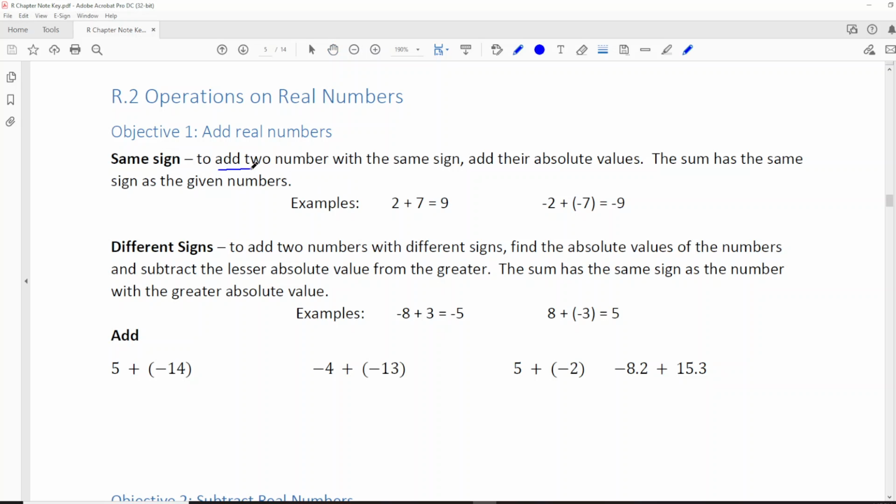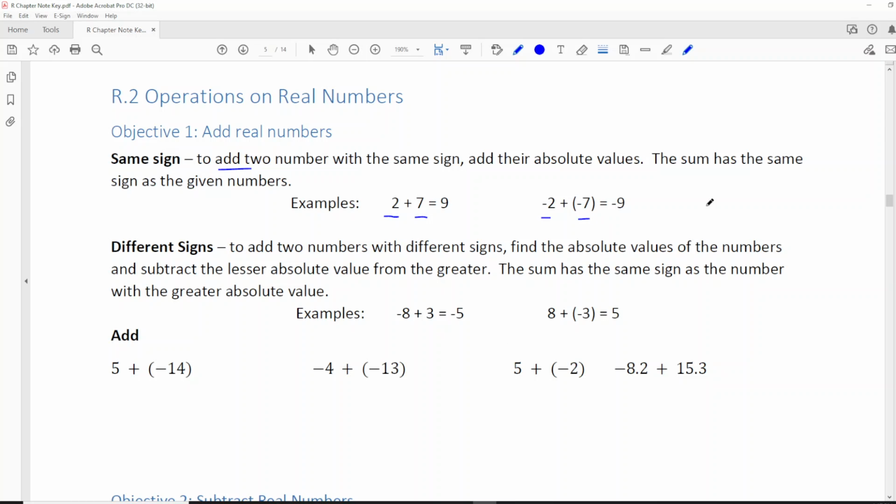So adding, what you really want to look at is, are the signs the same or are they different? So do you have two positive numbers or two negative numbers? For example here, if you're adding 2 plus 7, they're both positive numbers, so they're going to get bigger. So you're going to add the numbers together to get 9. Same thing here. If you have -2 and you're adding to it -7, they're both negative.